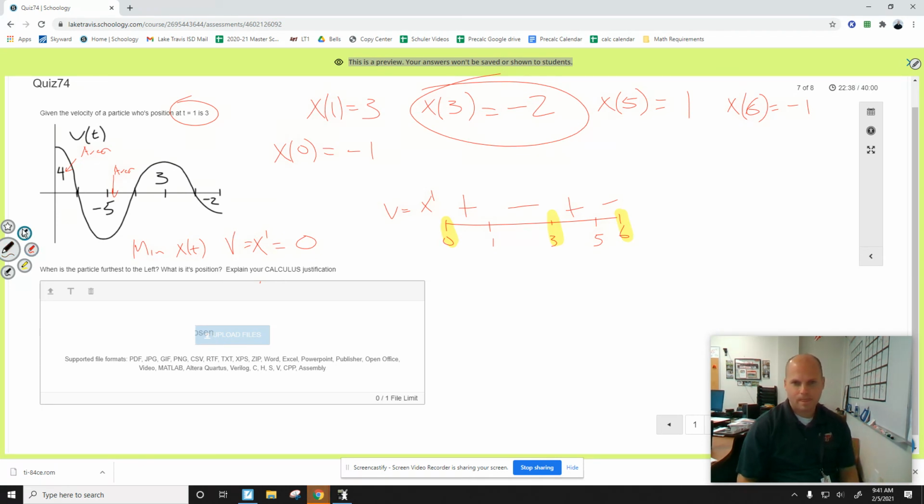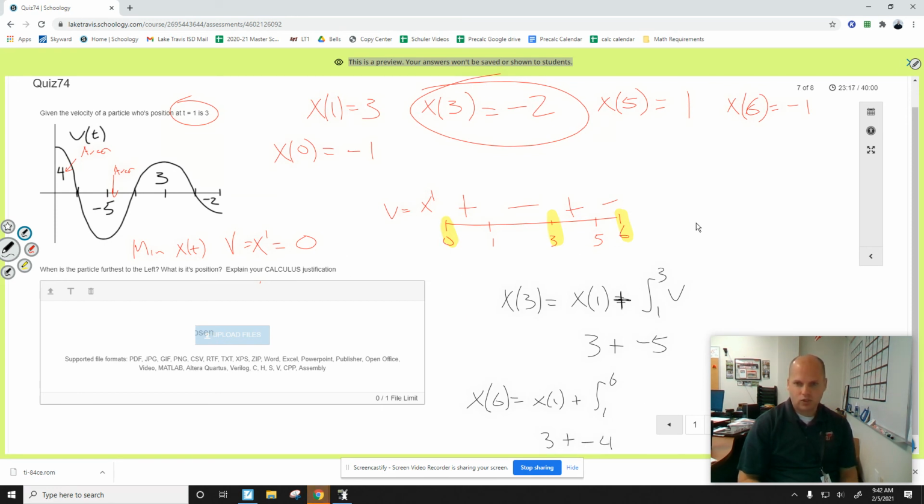Other ways to do it is to identify your candidates and ask, okay, what is my position at time 3? Well, it's going to be my starting position, which I got at 1, plus my displacement. x of 1 is 3. Integral from 1 to 3 is -5. I get -2. You do the same thing, x of 6 equals x of 1 plus the integral from 1 to 6. And you would say this is 3 plus -5 plus 3 minus 2, which is -4. That's how you get -1.